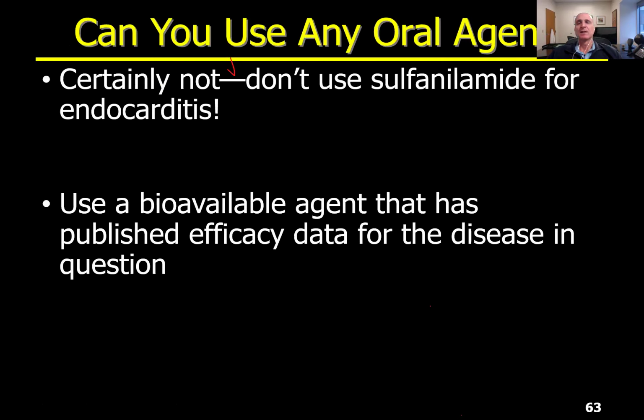Okay. Now, are you saying any oral therapy can be used for these infections? No. I sure wouldn't use sulfanilamide to treat endocarditis, right? No, you want to use a bioavailable agent that has published efficacy data. Don't make something up, use something that's been published to work. And Lord knows there's a large selection to choose from at this point.